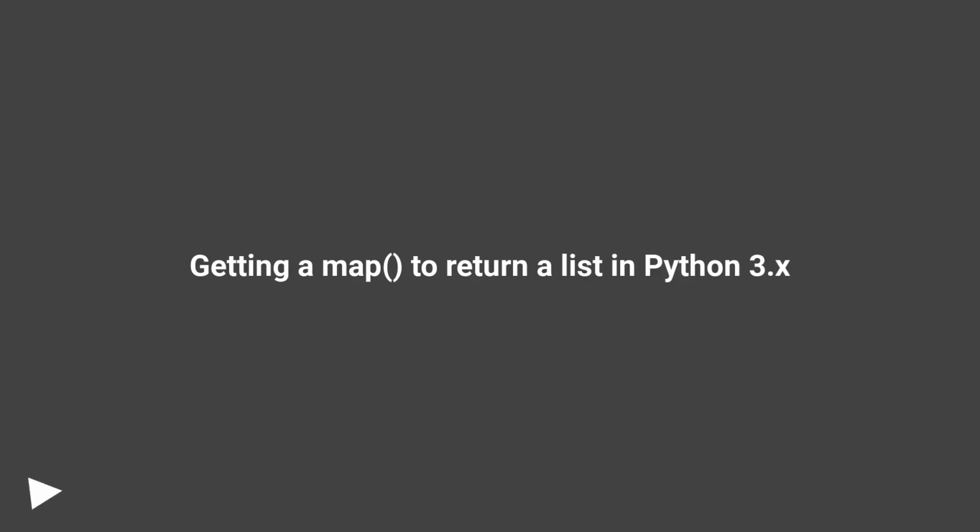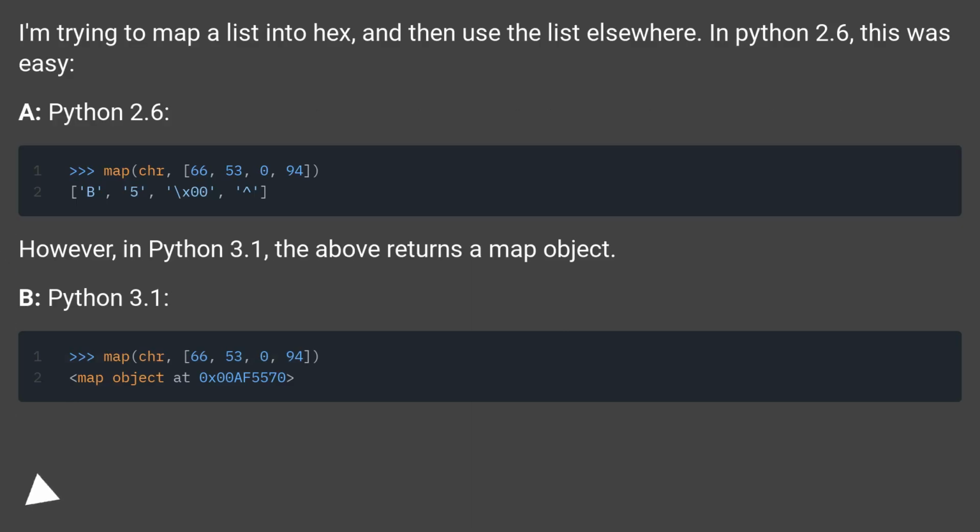Getting a map to return a list in Python 3.x. I'm trying to map a list into hex, and then use the list elsewhere. In Python 2.6, this was easy. A. Python 2.6.